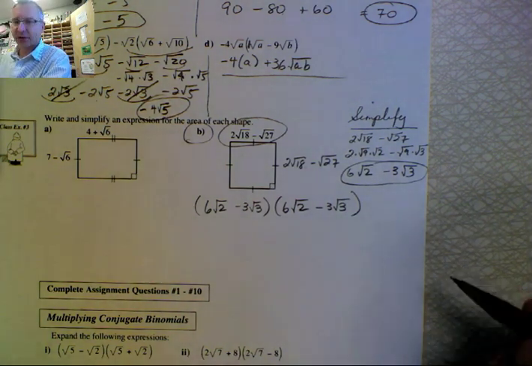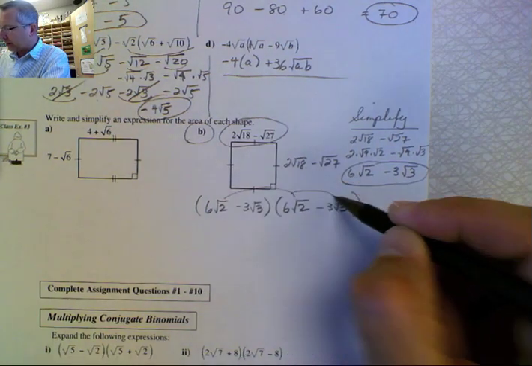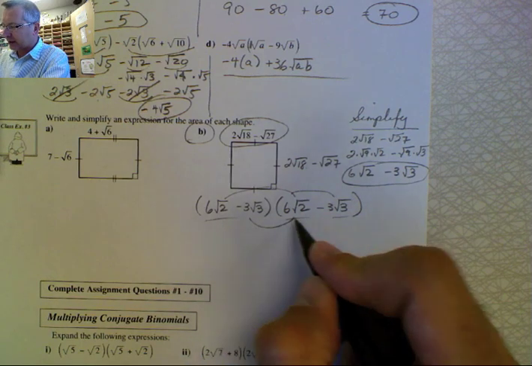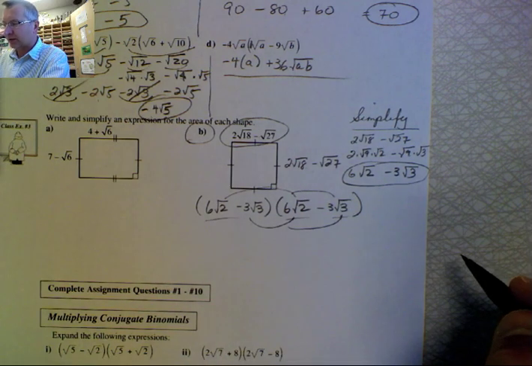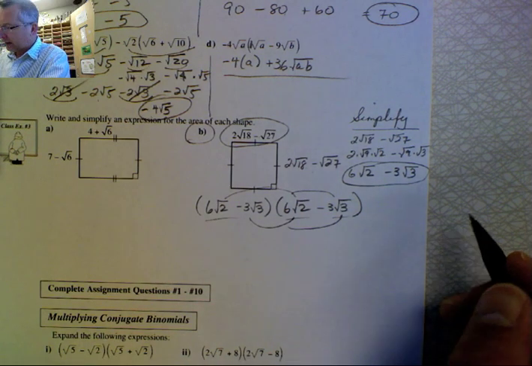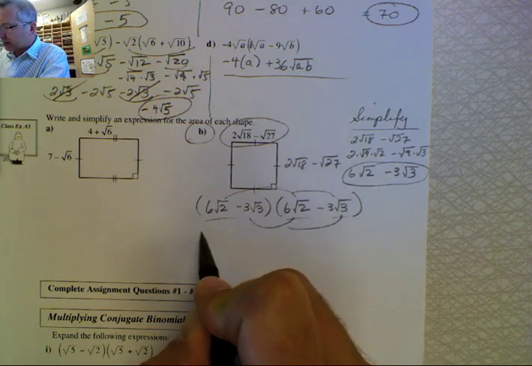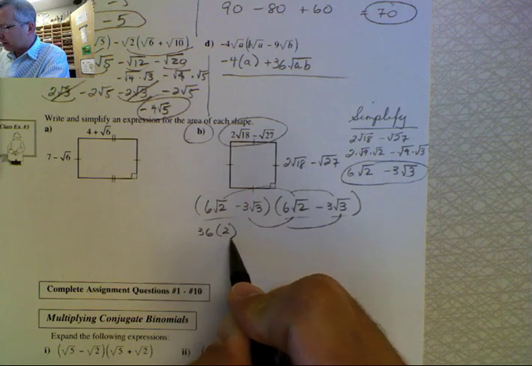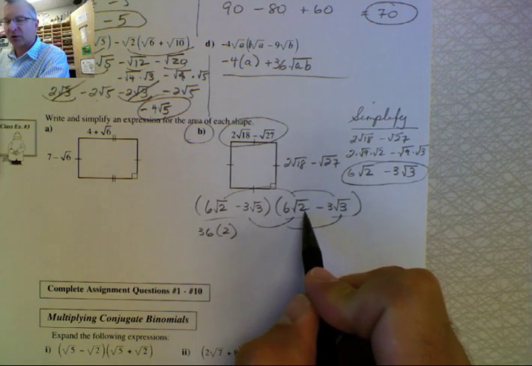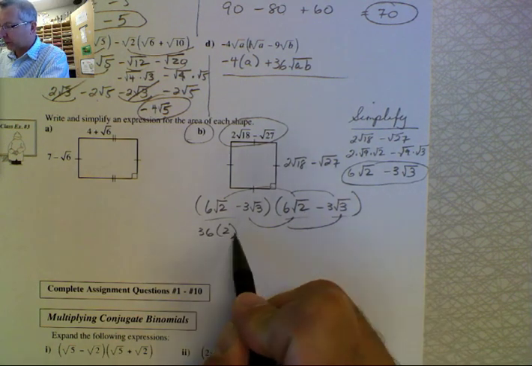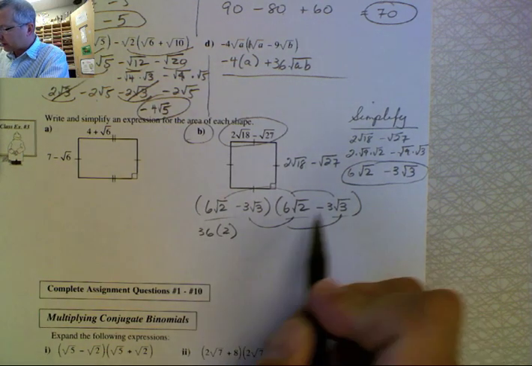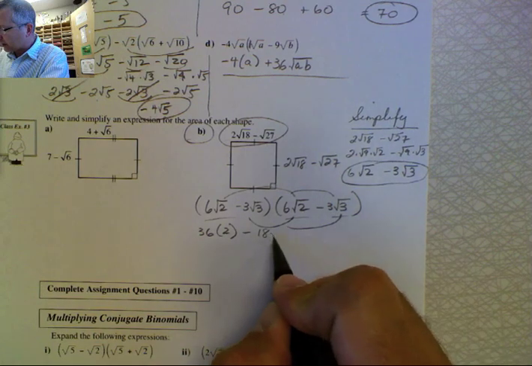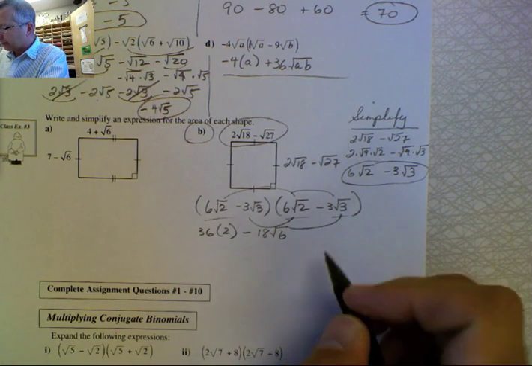So in this case, we have to distribute. We have to multiply 6 root 2 by each of the terms in the second set of brackets, and negative 3 root 3 by each of the terms in the second set of brackets. So 6 times 6 gives us 36. Root 2 times root 2 is just 2, because root 2 times root 2 is root 4, and the square root of 4 is 2. 6 times negative 3 is negative 18, and root 2 times root 3 is root 6.